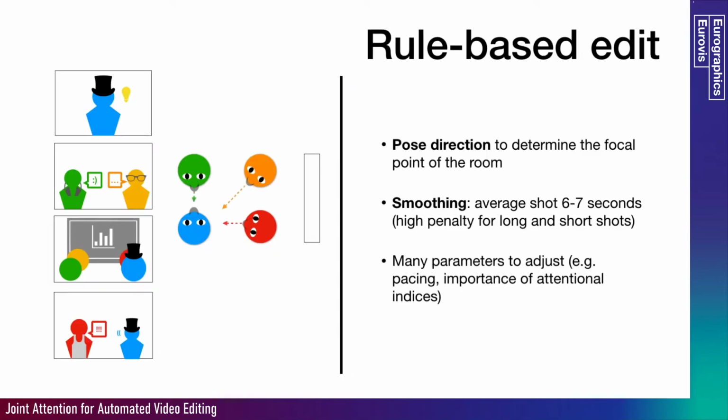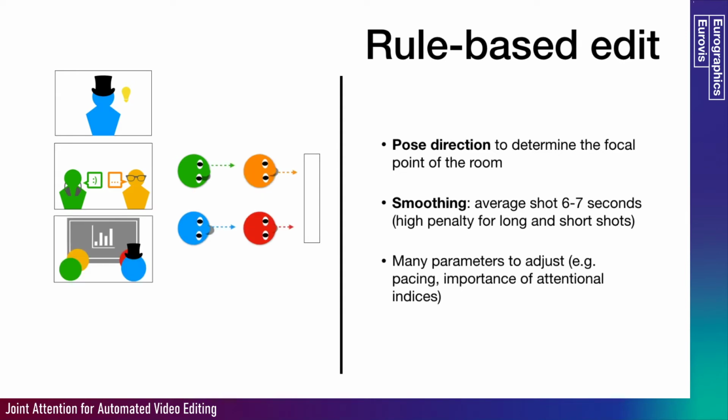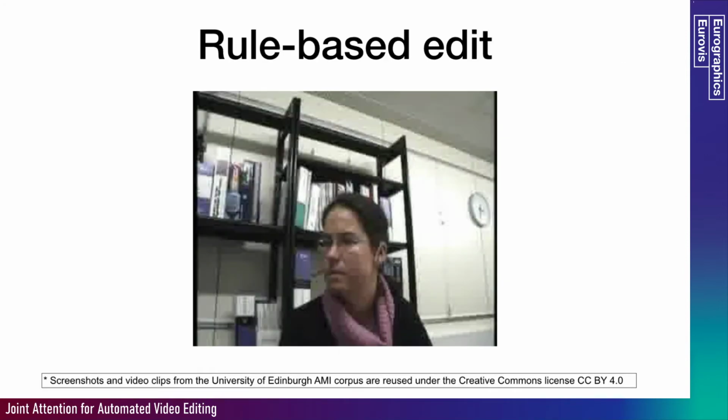The second method that we implemented is the rule-based edit. Using the extracted pose, we determine the focal point of the room and give a score to each object and participant in the room. Then the camera stream showing the object or participants with the highest score is chosen. There is a smoothing of an average shot of 6 to 7 seconds, and in the rule-based edit there are parameters to adjust, such as the weight on the pacing and the importance of the pose direction. So here's an example of the rule-based edit.